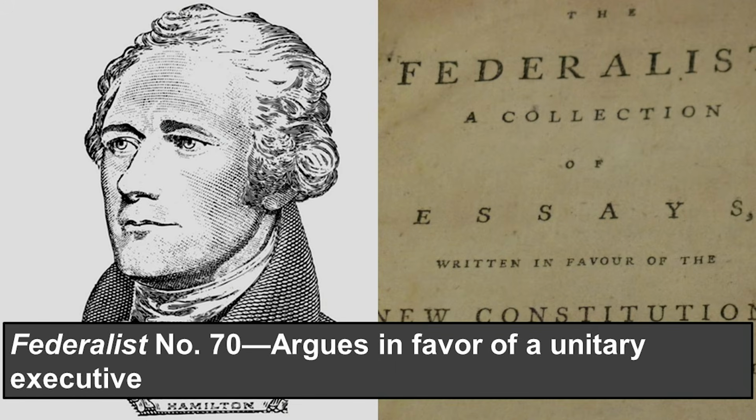And let's finish up this video with our required document, Federalist number 70, in which Hamilton argues in favor of a unitary executive. Hamilton says that having a single person as president will allow the president to act more quickly in moments of crisis, and that public opinion will be a more effective check on a single president than it would be on a plural executive.